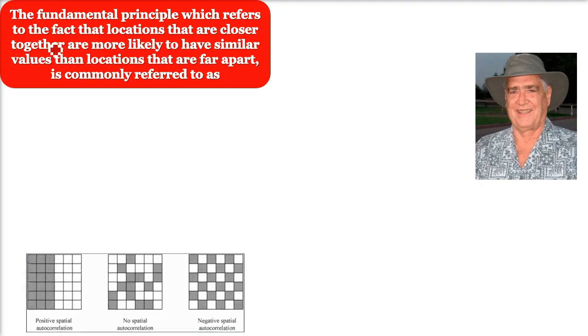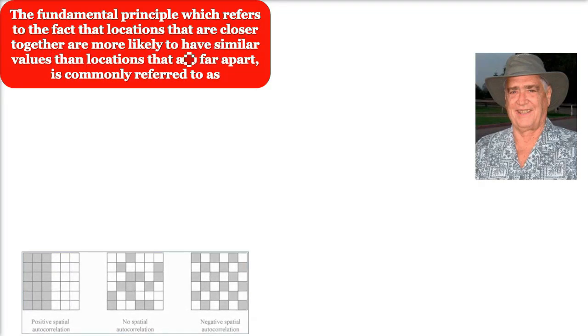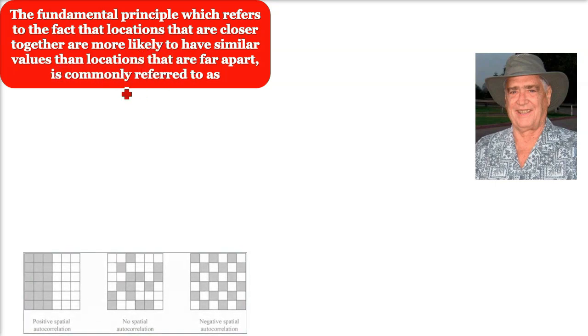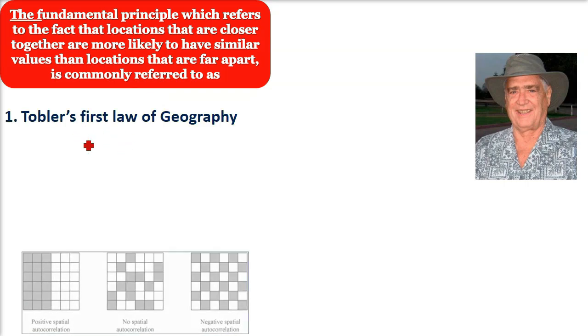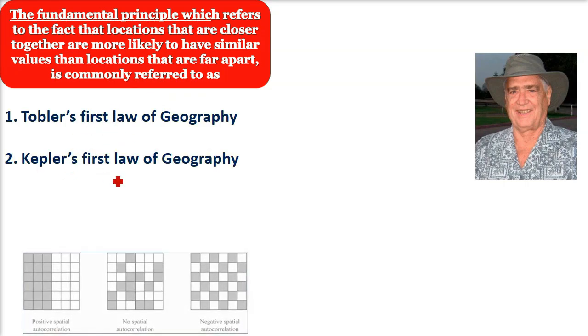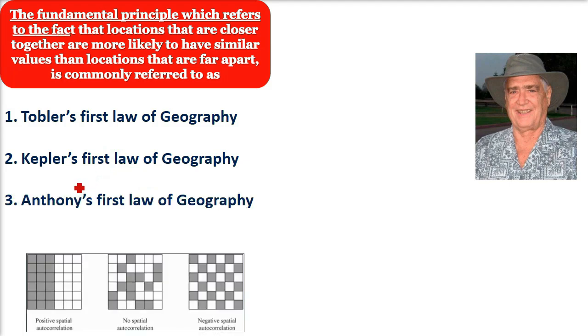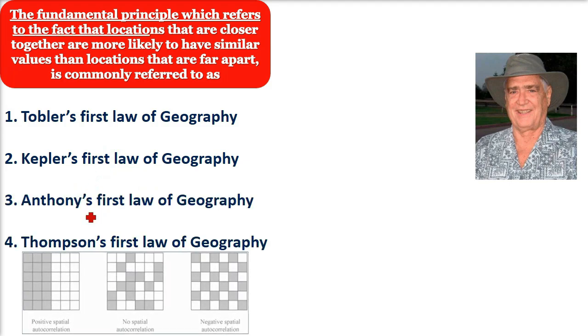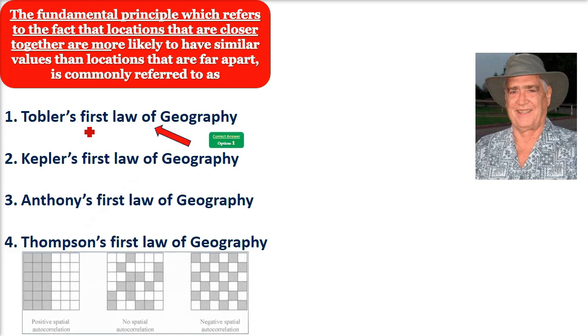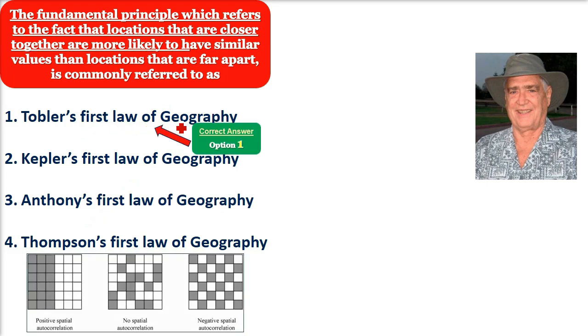The fundamental principle which refers to the fact that locations that are closer together are more likely to have similar values than locations that are far apart is commonly referred to as. The first option is Tobler's first law of geography. The second one is Kepler's first law of geography. The third one is Anthony's first law of geography. Then we have Thomson's first law of geography. The correct answer is Tobler's first law of geography.